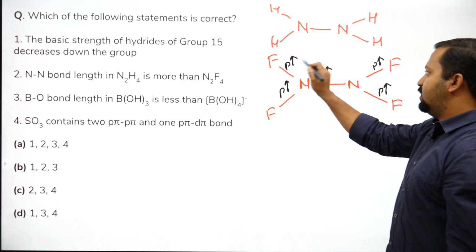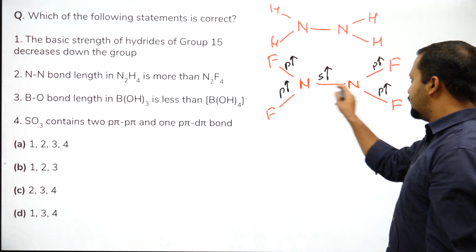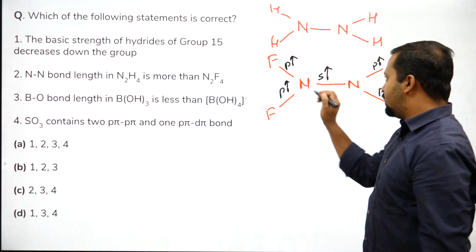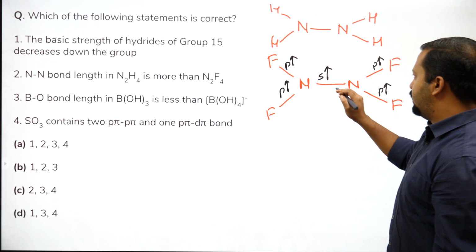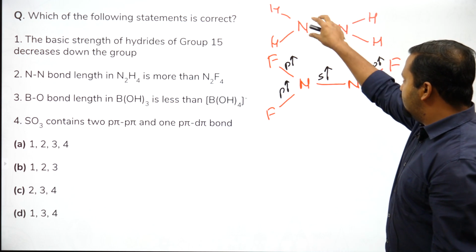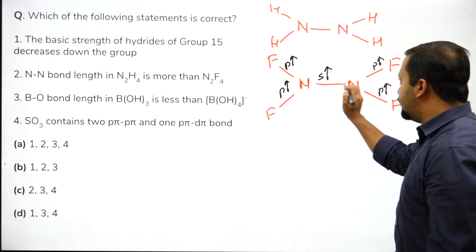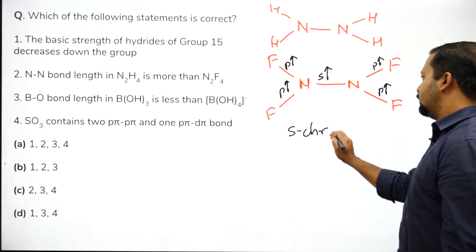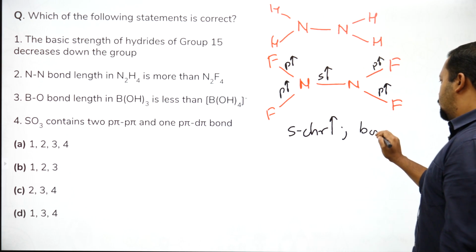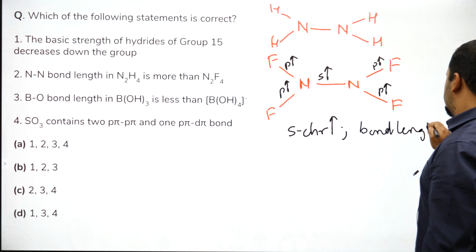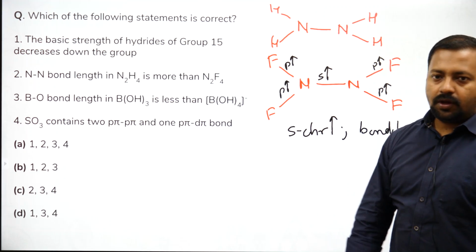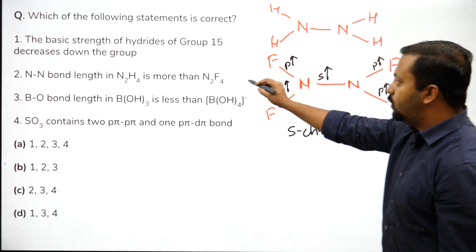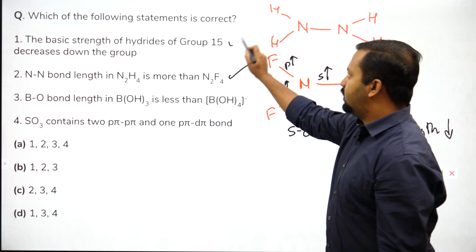To compensate for whatever is lost in the s character in these bonds, it will increase the s character in this bond, in this region. Net hybridization around nitrogen should be sp3. Net hybridization in this also is sp3, but this bond has more s character. So if s character increases, bond length decreases. Okay, bond length decreases, bond becomes stronger. So N-N bond length in N2H4 is more than N2F4, which is correct. ये तो correct हो ही गया.